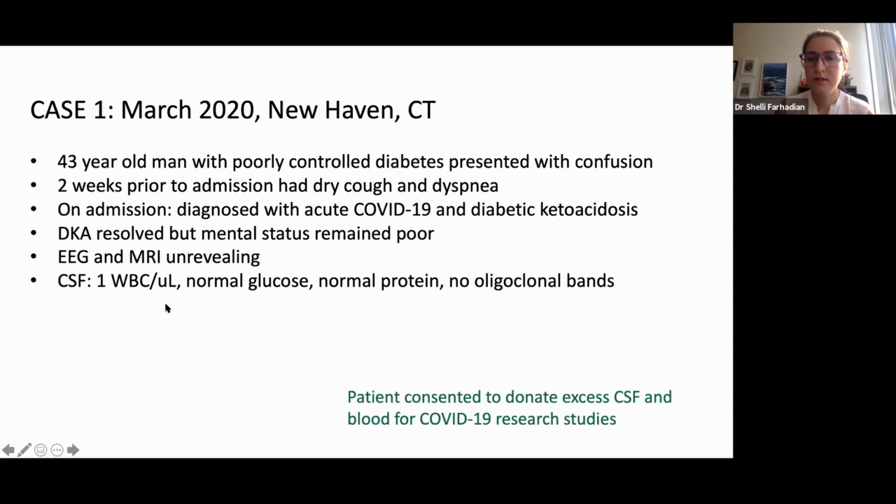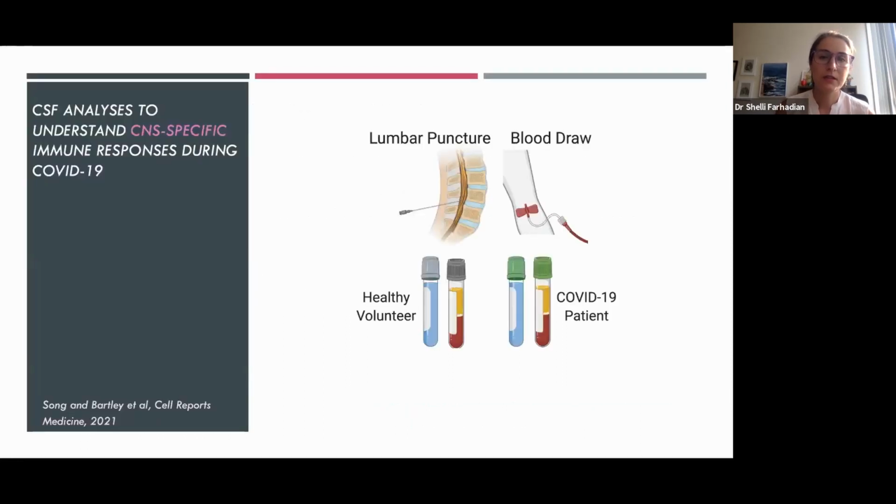So the question was, and again, this was our first case, so we really didn't know that much, was this potentially somehow related to his COVID-19? And so this patient generously consented to donate excess cerebrospinal fluid and blood for research studies. And so he was the first of several participants who joined the study, in which we studied paired spinal fluid and blood from COVID-19 patients and healthy volunteers to try to understand whether there were CNS-specific immune responses in these patients who had acute COVID-19.